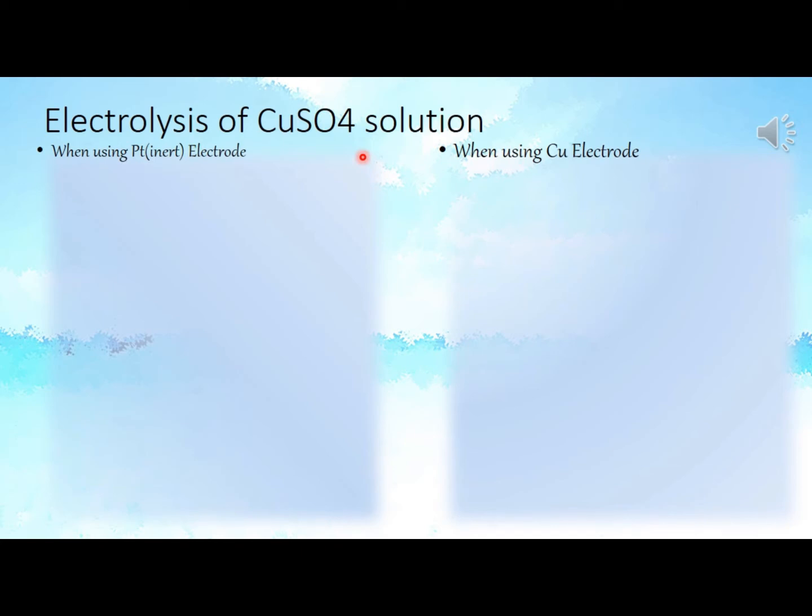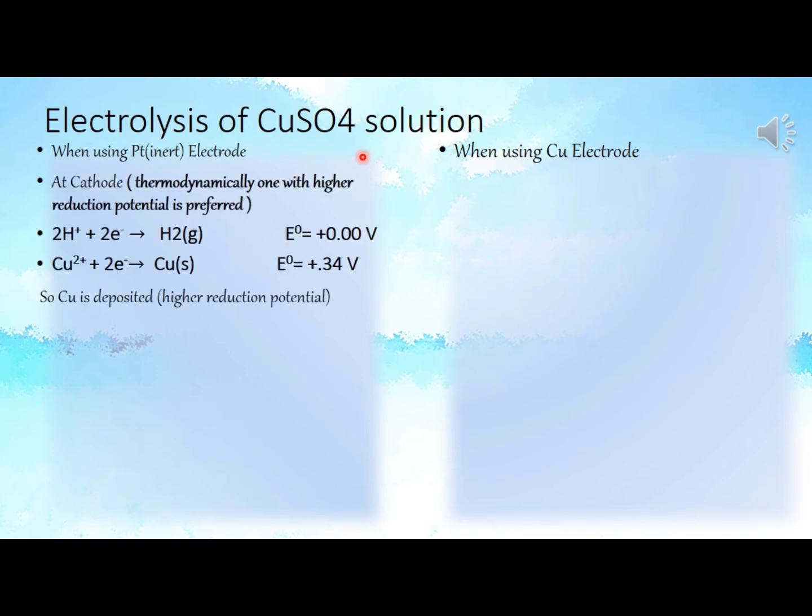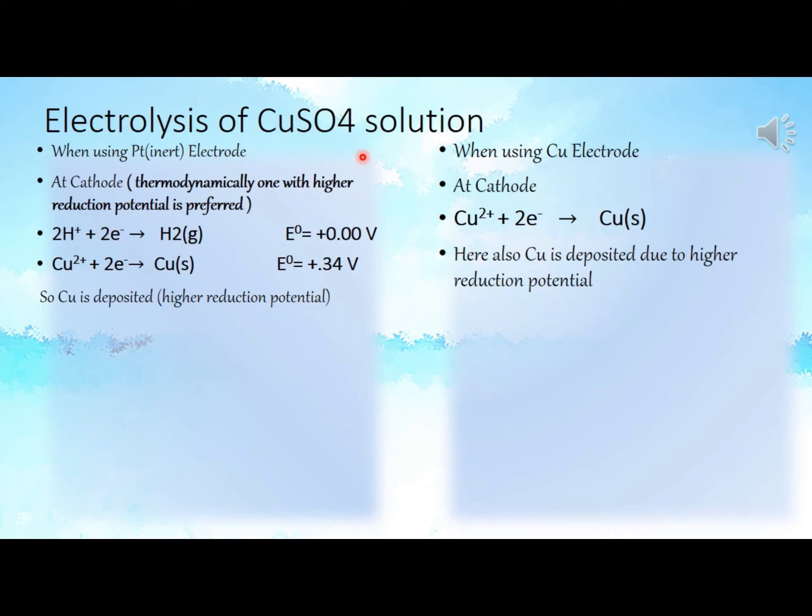you can see that in both cases at cathode the copper ions get reduced. This is as per their reduction electrode potential. At cathode, thermodynamically, the one with higher reduction electrode potential gets reduced.